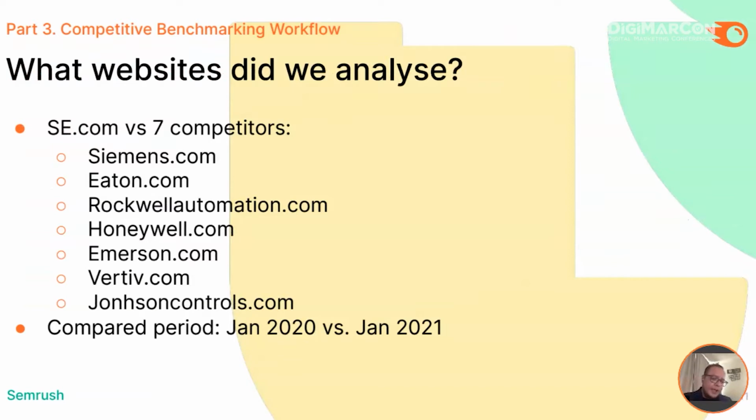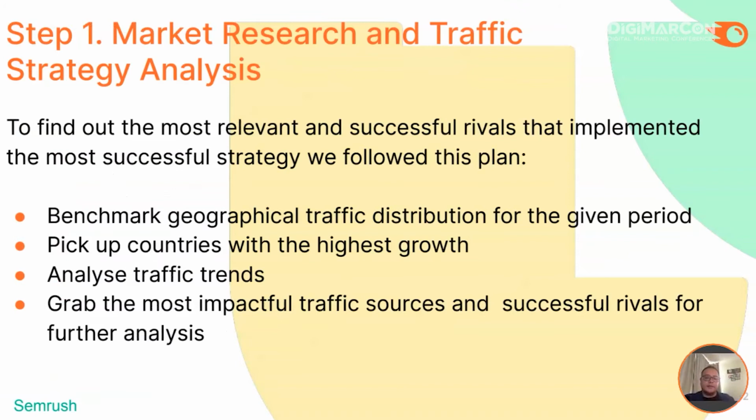Here we picked this company, Schneider Electric, se.com, versus seven other competitors, direct ones and indirect ones. Here you can see that we have Siemens, Eaton, Rockwell Automation, Emerson, Vertiv, Johnson Controls. We are comparing the period between January 2020 and January 2021 to see what the actual activity is, what the actual flow is from the data that we gather.